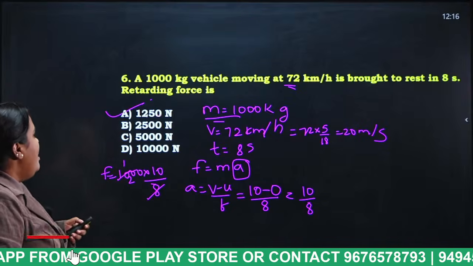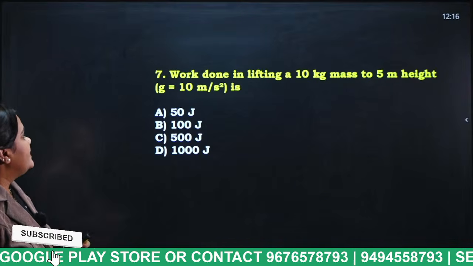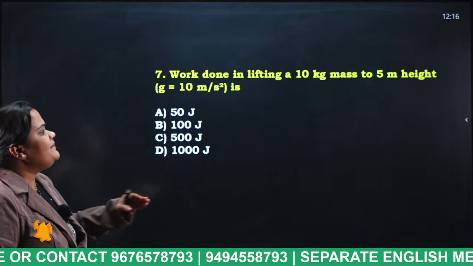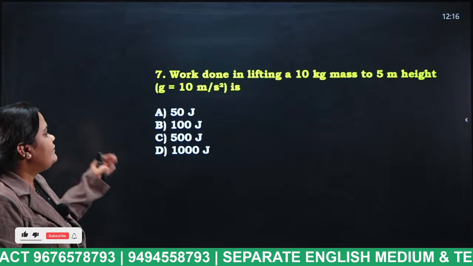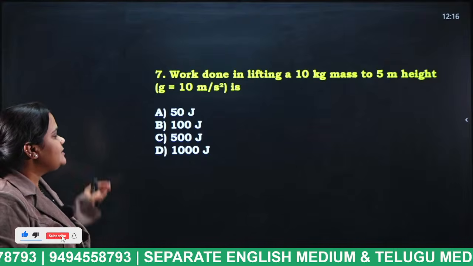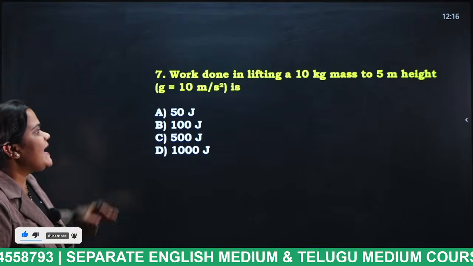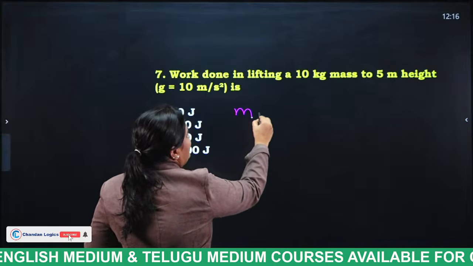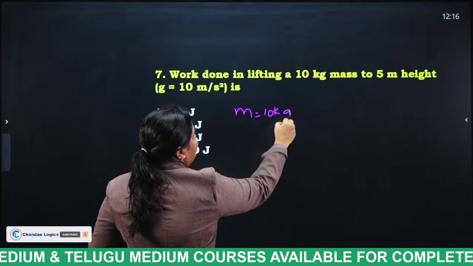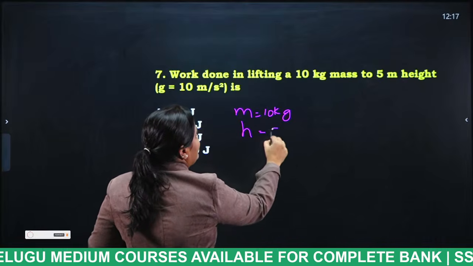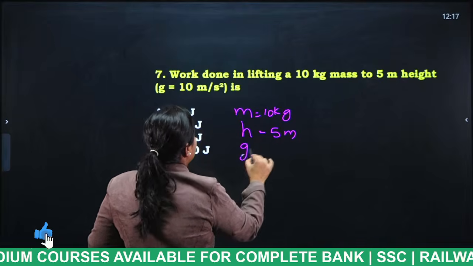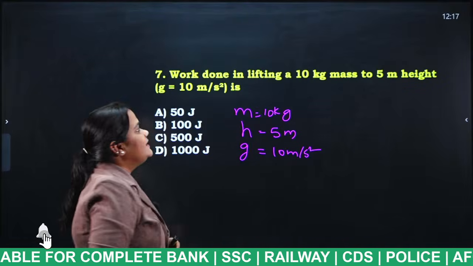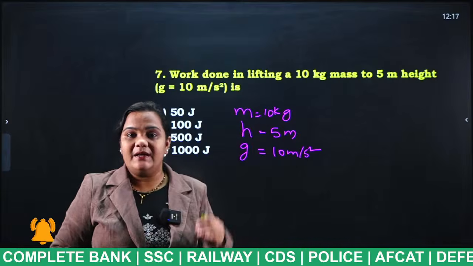Next, work done in lifting a 10 kg mass to 5 meters height is 50 joules, 100 joules, 500 joules, 1000 joules. So what they are asking, students, they have given you the mass, m is equal to 10 kg, and the height, h is equal to 5 meters, and g is equal to 10 meters per second squared. So what is the work done here? I will tell you one hint, students.